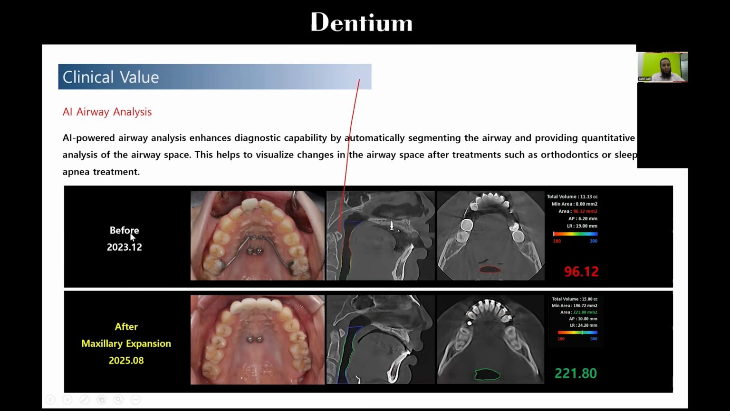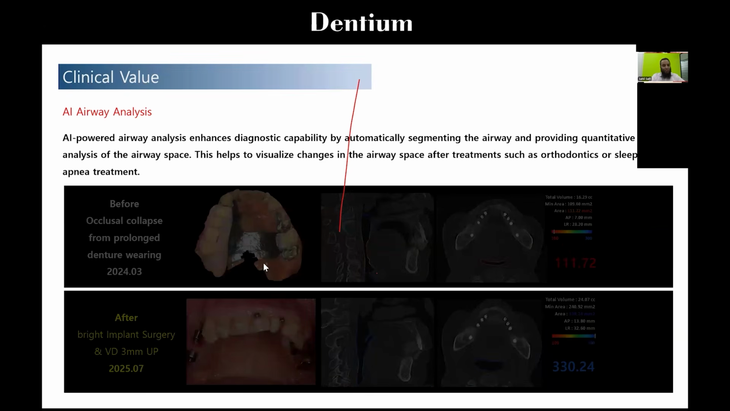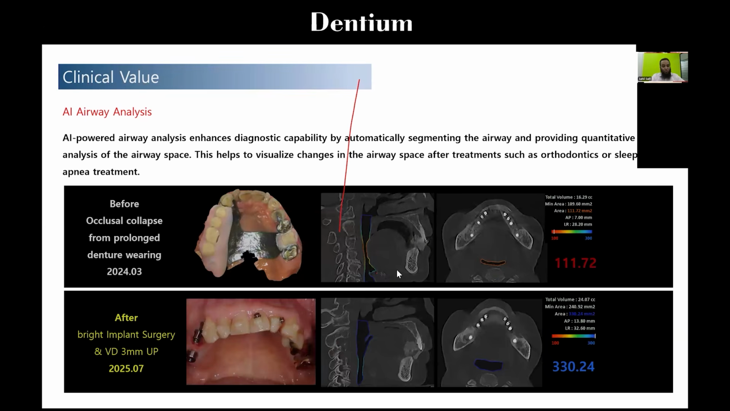Same, see, this is another clinical case. You can check it. The occlusal collapse, due to the denture wearing. So the surgery was done. Earlier the airway was, just see, quite narrow. And after the surgery, post-op, it became this. So basically, the airway analysis can be done and it's quite accurate. Whatever data we are getting, it's quite accurate, precise and fast to use.